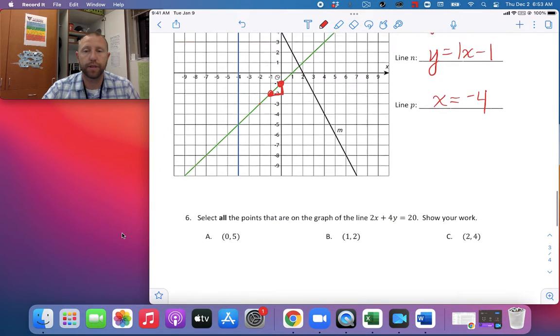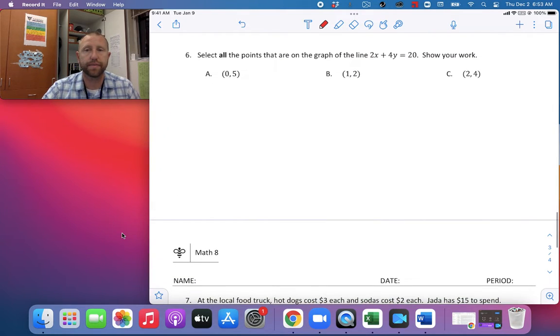All right, moving on. For number 6, it says select all the points that are on the graph of the line 2x plus 4y equals 20. Show your work. Okay, all I have to do is take this x value and this y value from each of these ordered pairs and put them into the equation to see if it makes the equation true or not. That's how I determine if it's on the graph of the line.